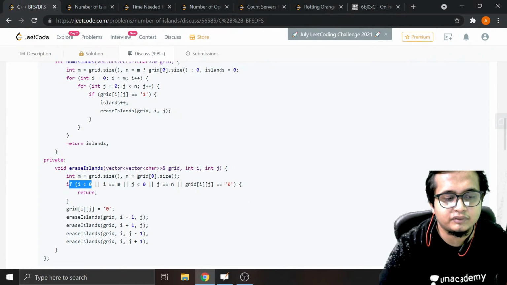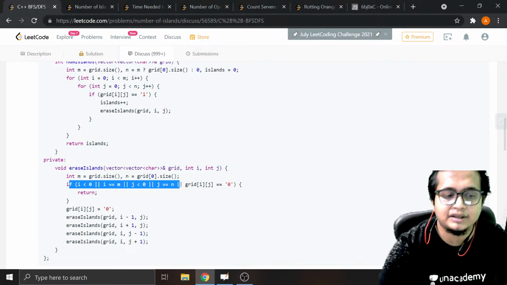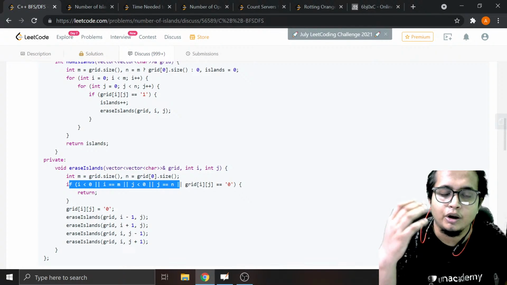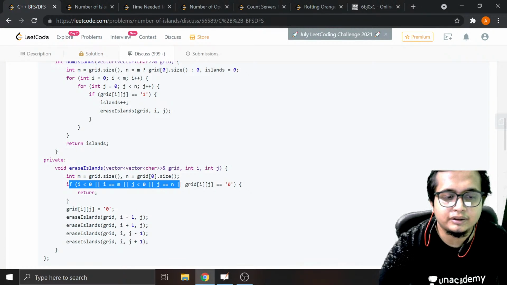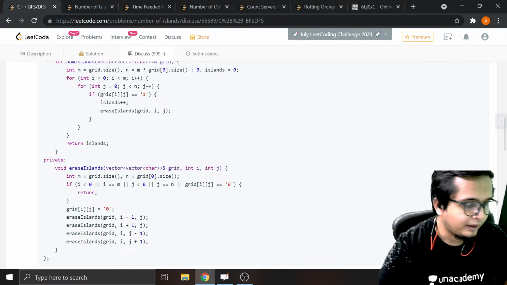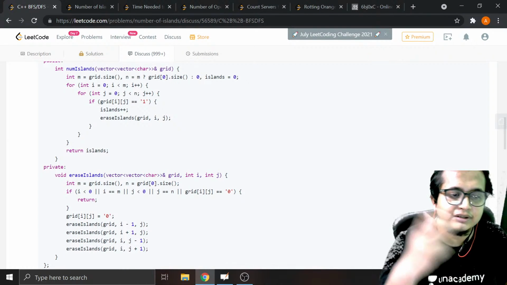and if you ever reach a node which has invalid coordinates, that is i is less than 0, or i is greater than or equal to m, or j is less than 0, or j is greater than or equal to n, or it is water, then you won't actually be traversing this. Okay, and this is just a normal DFS.